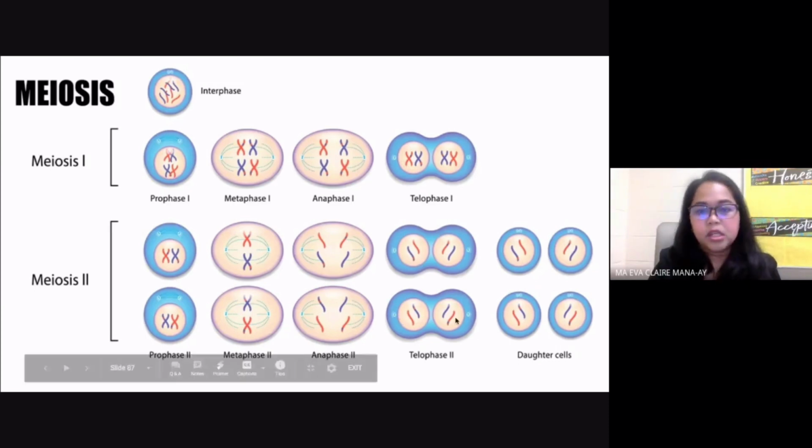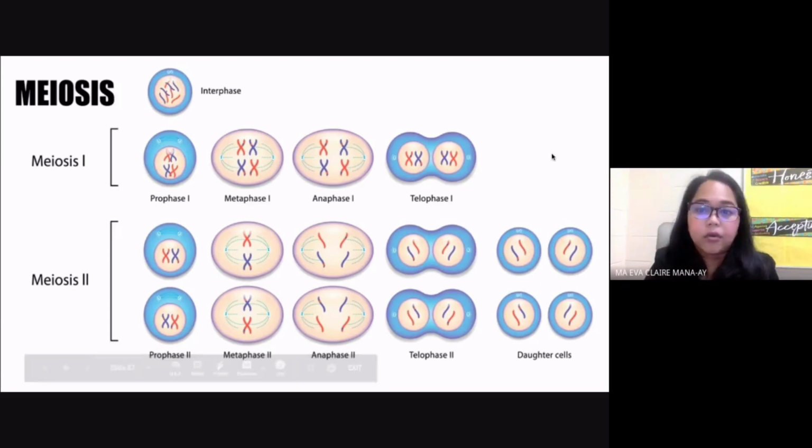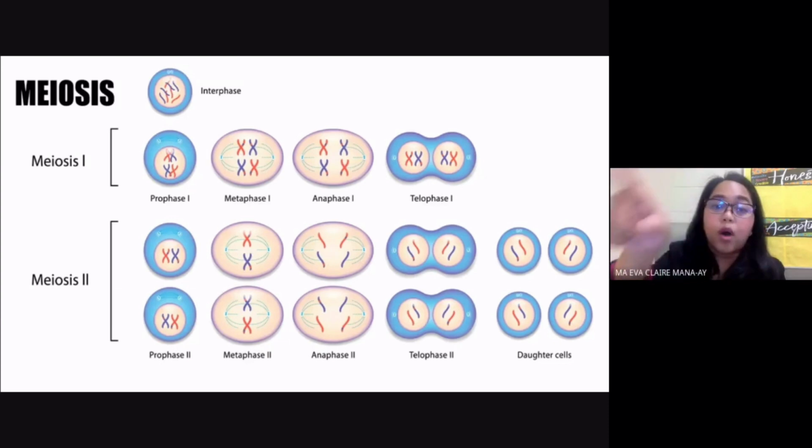So at the end, during telophase 2, or after telophase 2, you are going to form 4 daughter cells, and all of these daughter cells are going to be haploid. Okay, so these are some differences between your mitosis and your meiosis. Your mitosis would only have 1 round of cell division. Your meiosis would have 2 rounds of cell division. There's meiosis 1 and your meiosis 2.